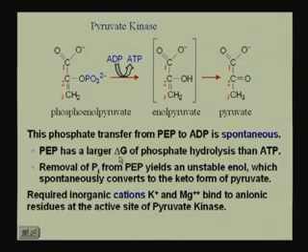PEP has a larger delta G of phosphate hydrolysis than ATP. What does that mean? It is going to lose the phosphate very easily, and ADP will take up this phosphate to form ATP. Because you have these anionic residues, there are certain cations that bind to the anionic residues at the active site of pyruvate kinase to bring about this particular reaction.